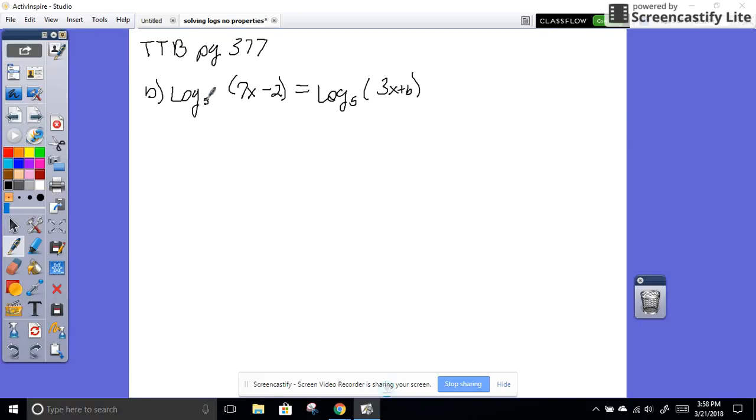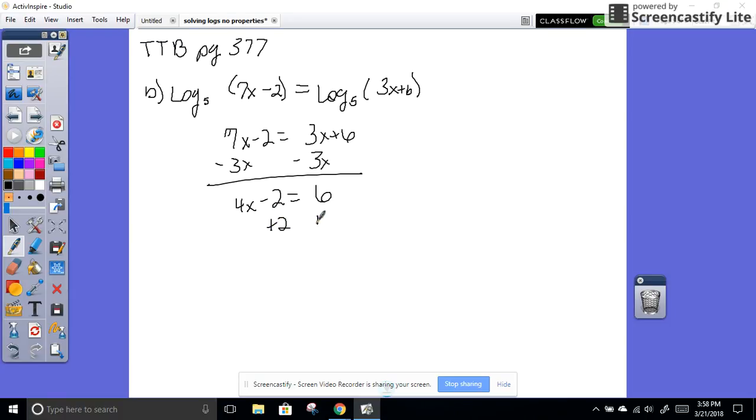What do we do here? Log base 5, nothing else. Drop the logs. 7x minus 2 equals 3x plus 6. Solve simple math algebra problem. 4x minus 2 equals 6. Add 2, 4x equals 8. Divide by 4, got x equals 2.